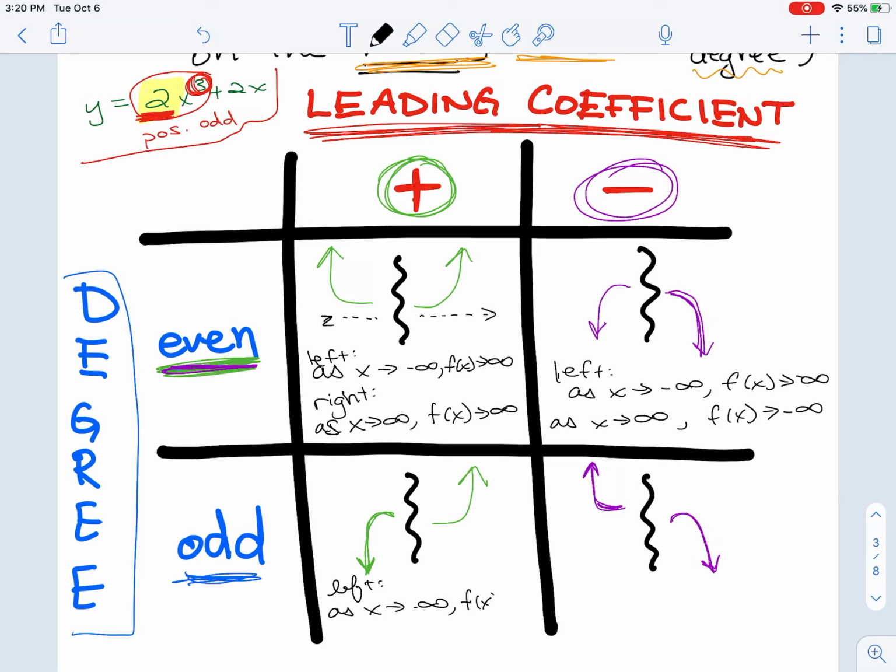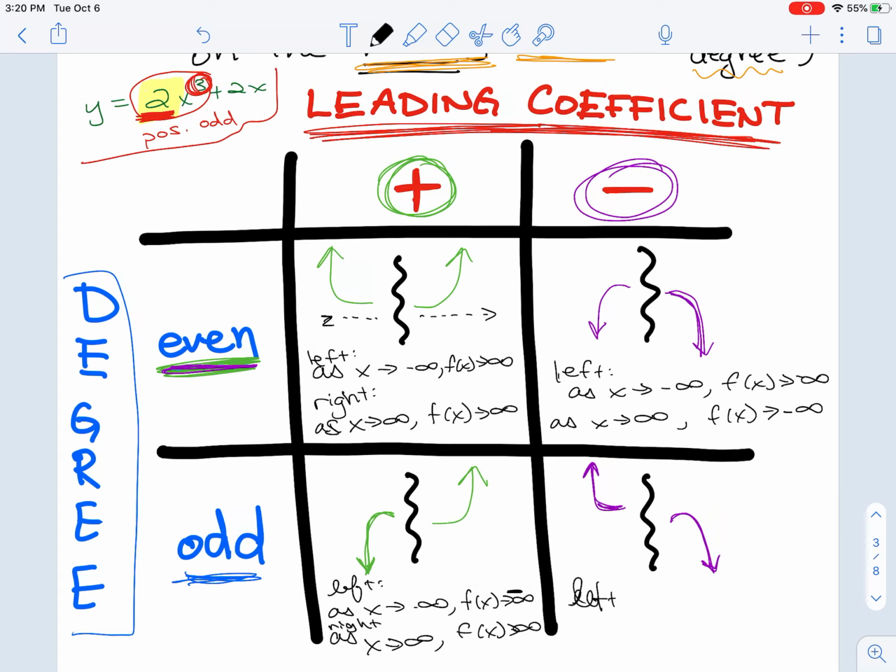For our odd positive, we would say for the left side that as x approaches negative infinity, which is the left, f of x approaches infinity. And for the right side, as x approaches infinity, f of x also approaches infinity. And this one was negative infinity on the top.